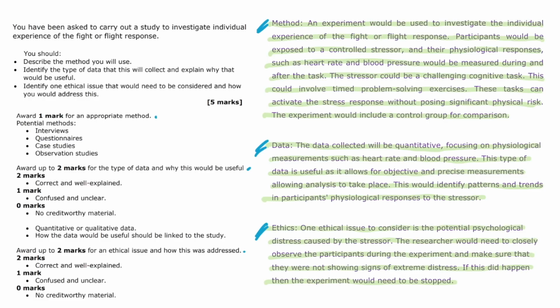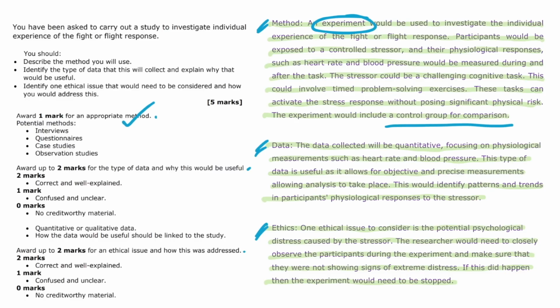Describing the method, the answer clearly outlines the use of an experiment to investigate the individual experience of the fight or flight response. It goes on to give further details about the exposure of participants to a controlled stressor and emphasising the inclusion of a challenging cognitive task, a timed problem-solving exercise, to induce the stress response without significant physical risk. It makes it really clear what the participants will be asked to do. Mentioning the inclusion of a control group enhances the experimental design and allows for meaningful comparisons.